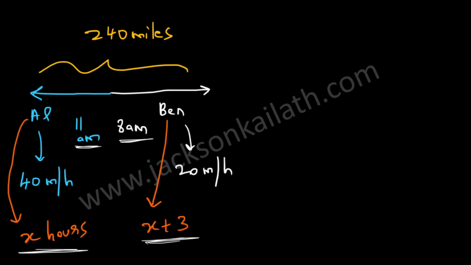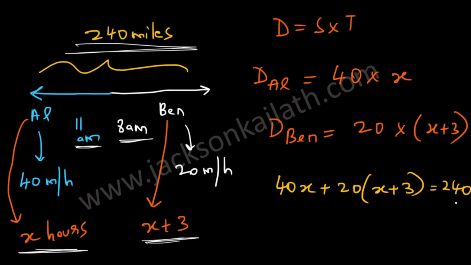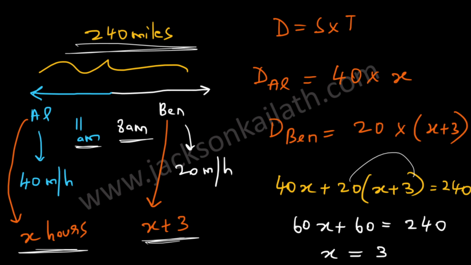Now remember, speed is distance by time, or distance is speed into time. Now let's find out the distance traveled by each of them. The distance traveled by Al would be speed of Al into time of Al, which is 40 into x. Similarly, the distance traveled by Ben would be speed of Ben, which is 20, into time of Ben, which is x plus 3. And the total of this is equal to 240 miles. So let's add it up: 40x plus 20 into (x plus 3) is equal to 240. Let's simplify it. This is 40x, this is 20x, and this is 60. So the total is 60x plus 60 is equal to 240, or x is equal to 3, right?